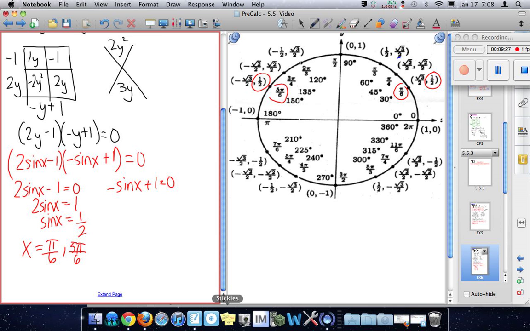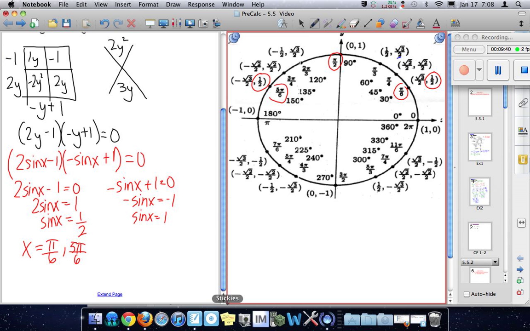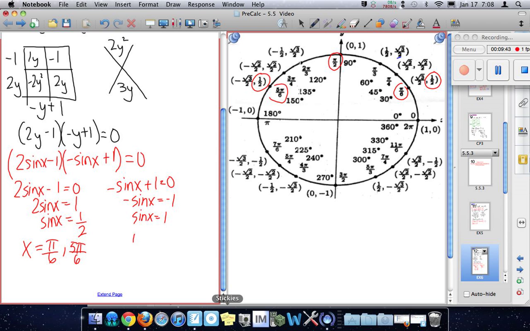The other side, I'm going to subtract 1 from both sides, and I get negative sine of x equals negative 1, or when is sine of x equal to positive 1? So when is sine of x equal to 1? The only solution is pi over 2. So these are my three solutions to this equation.